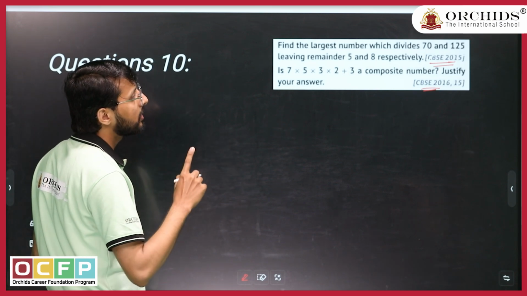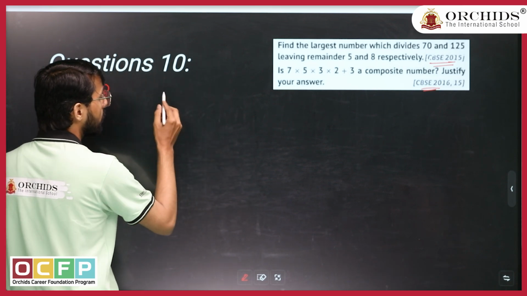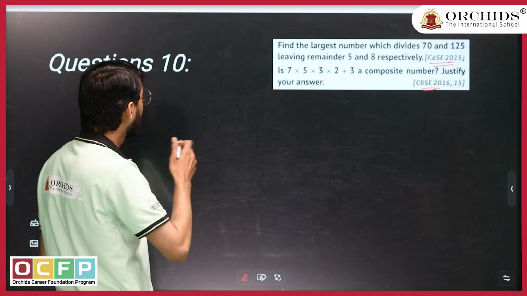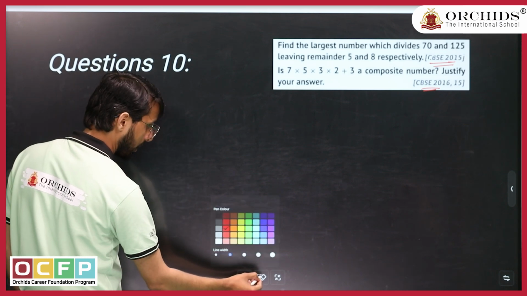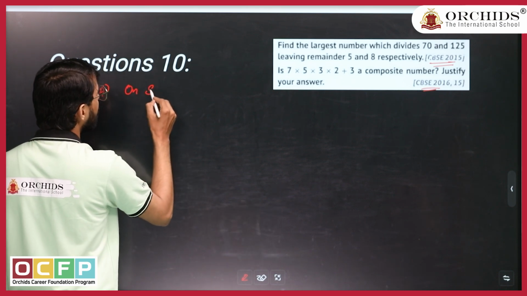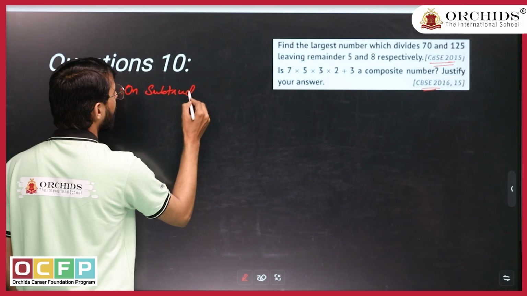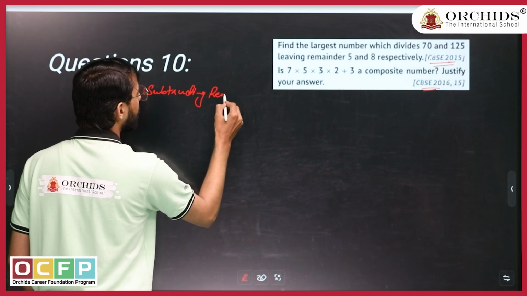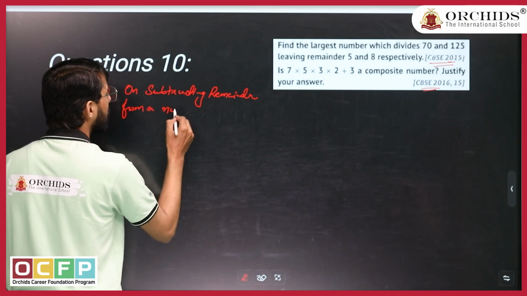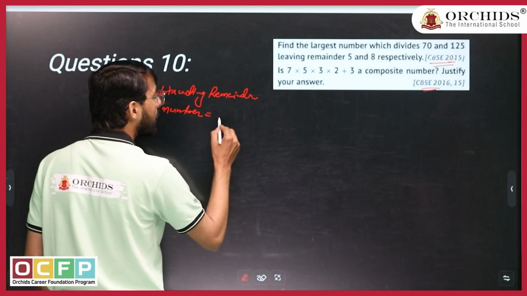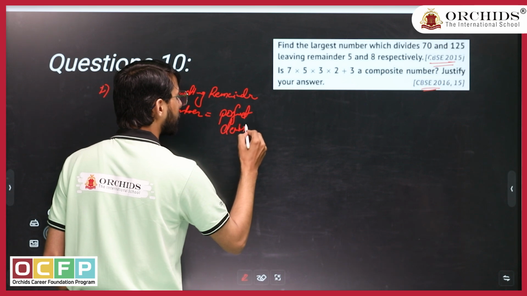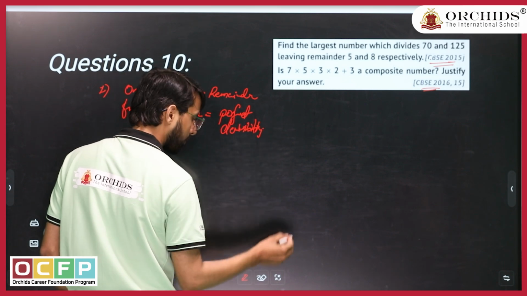Find the largest number which divides 70 and 125. On subtracting the remainder from a number, it will result in perfect divisibility. Now what does that mean, perfect divisibility?